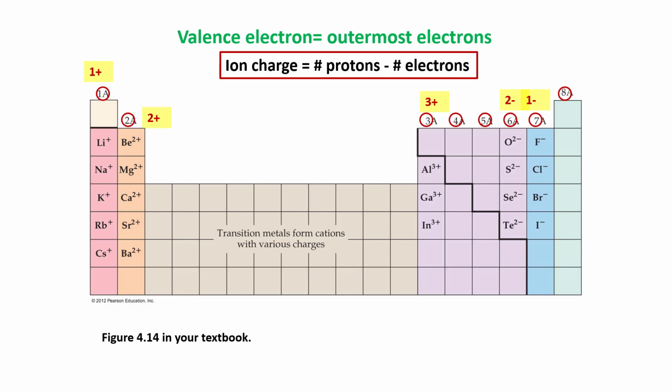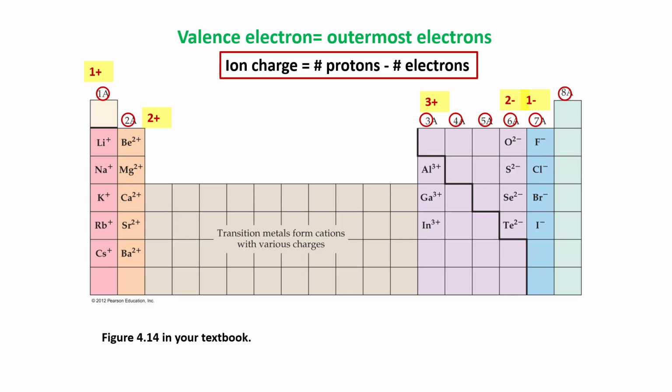But your group 4As, those are right in the middle, and so they don't typically form a lot of ions. That's your carbon. They don't form a lot of ions just because 4 is right in the middle of 0 and 8, so it's like it can't make up its mind, so it just doesn't. It doesn't form those ions.